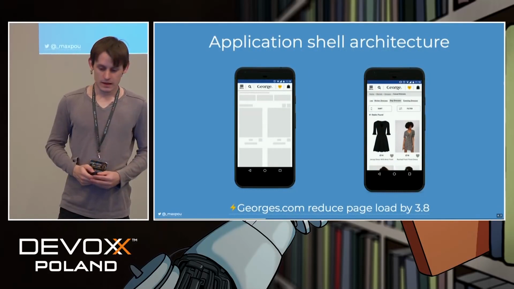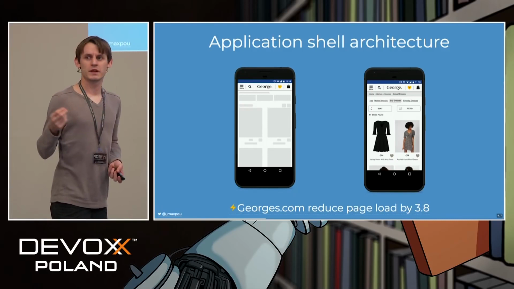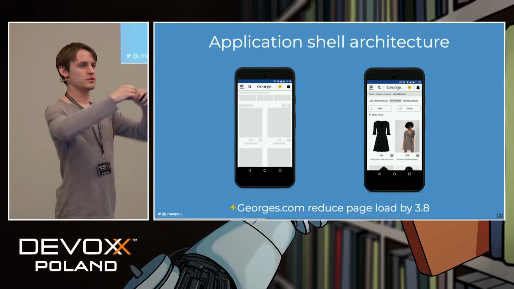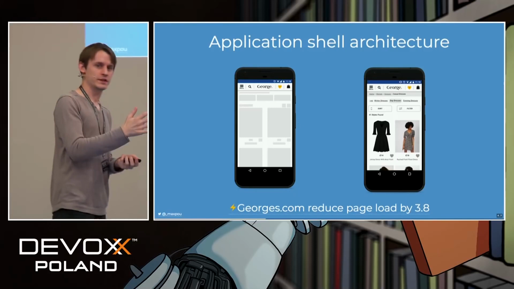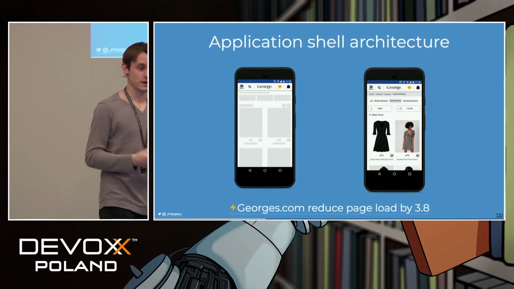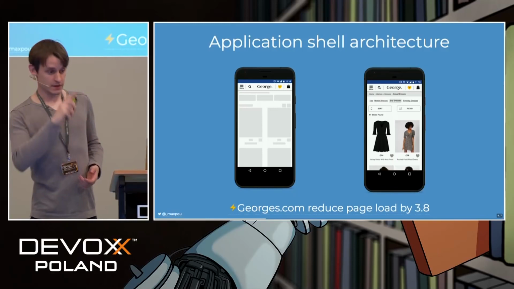So how can we get something faster? I think we already saw this kind of architecture on the web. If you are using social media like Facebook and you are scrolling really, really fast, at some point you will see something like this on the left. They preload the page and put an empty skeleton. And after, when the data is loaded, we populate the page. So the user gets the feeling that your application is faster. And in fact, the application is faster because you don't need to load everything every time. By using this, George.com reduced their page load by 3.8. There is an interesting blog post on the Google blog about this. I recommend you read it.